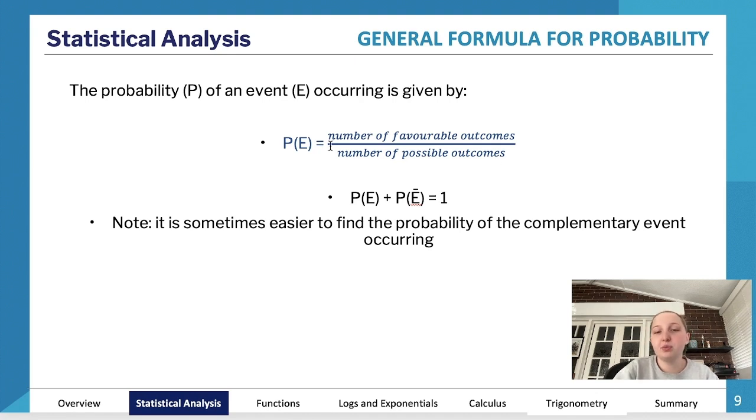And then the number of possible outcomes is our sample space. So how many outcomes could happen? Again, back with this dice example, you've got 6 possible outcomes. So 6 will become your denominator. And if we're looking at even numbers, 3 would be our numerator. And we get the probability is 1 on 2 once we've simplified 3 on 6 down. So that's just the basic formula for looking at probability.